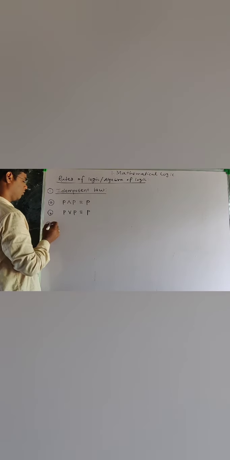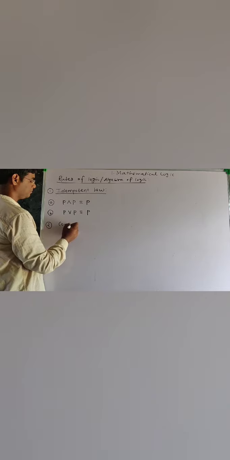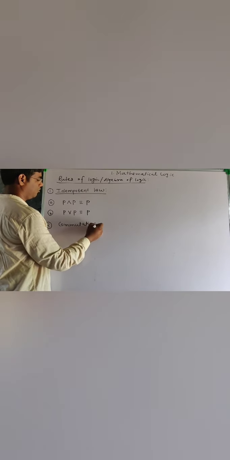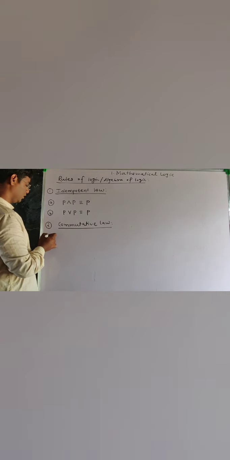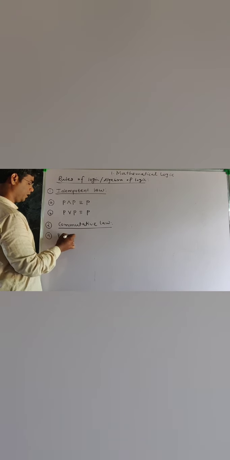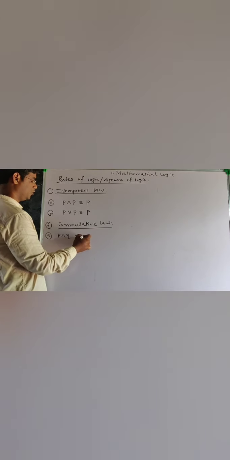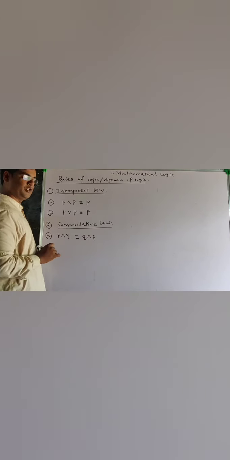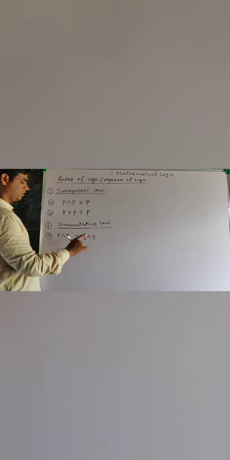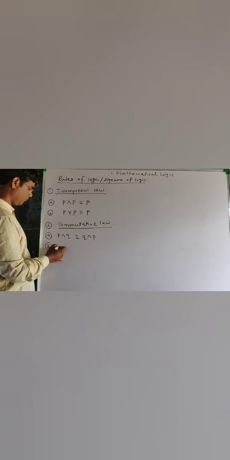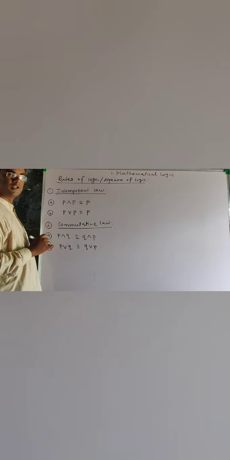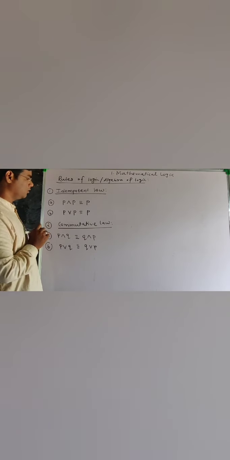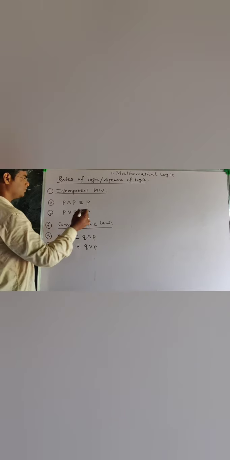The second rule, or second law, is commutative law. As you know, commutative law means 2 plus 3 can also be written as 3 plus 2. This law is known as commutative law. So in logic, P and Q can also be written as Q and P. Both these statements are equivalent. Or if we have P or Q, then this can also be written as Q or P. This law is known as commutative law.